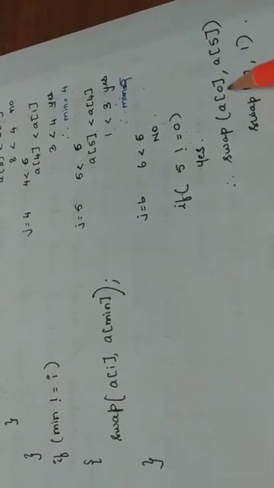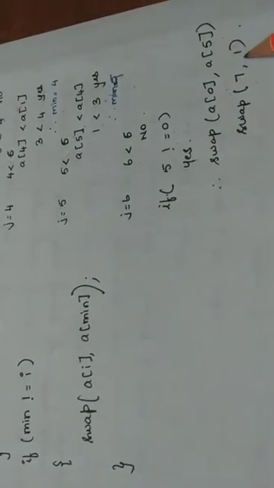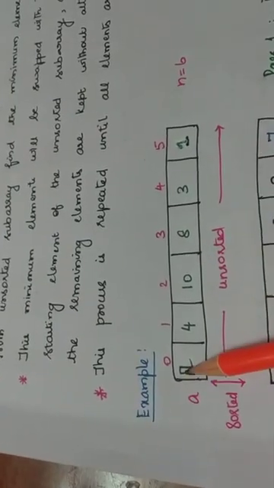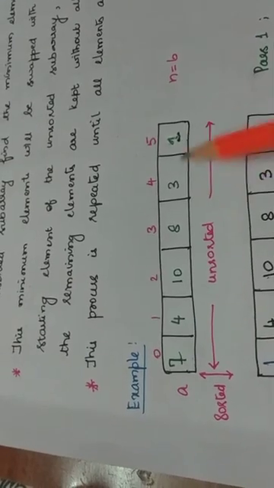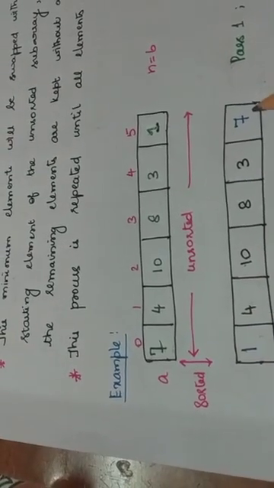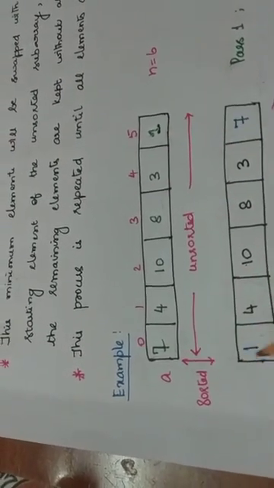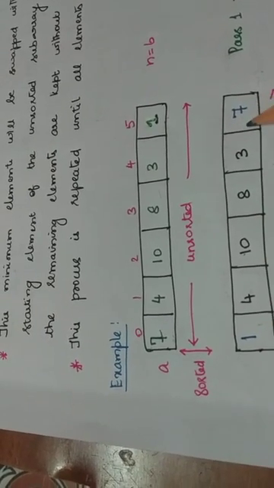So what is the value of a of 0? It is 7, and a of 5 is 1. What have we done in the first step? We have traced this. We found that the minimum value is a of 5, and it is interchanged with a of 0, that is 7. These two elements get swapped. So we will go for the next pass.